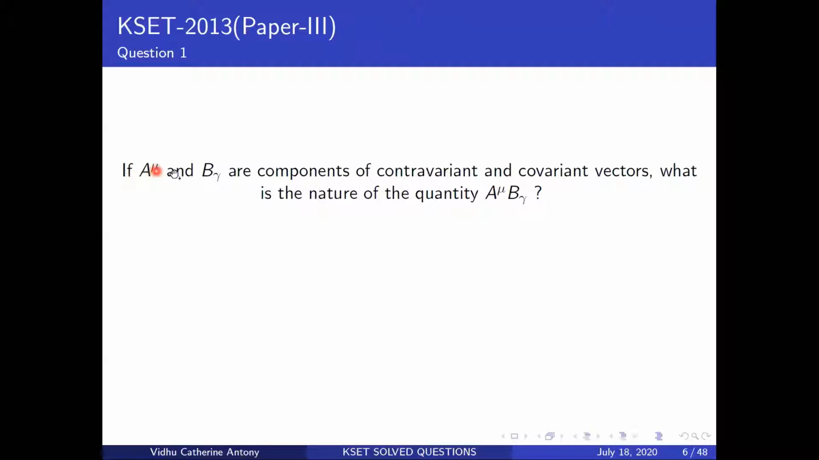If A mu and B gamma are components of a contravariant and covariant vector, what is the nature of the quantity A mu B gamma? Okay, so A mu and B gamma. How do you know if it's covariant or contravariant?